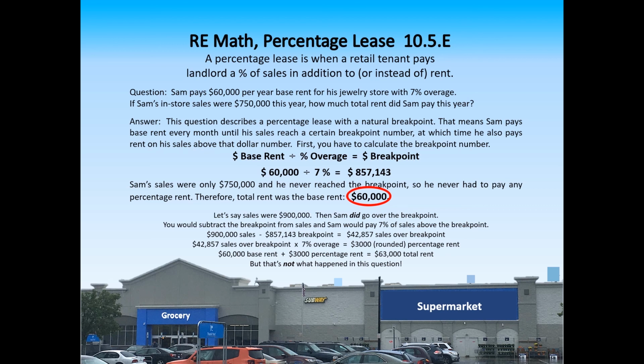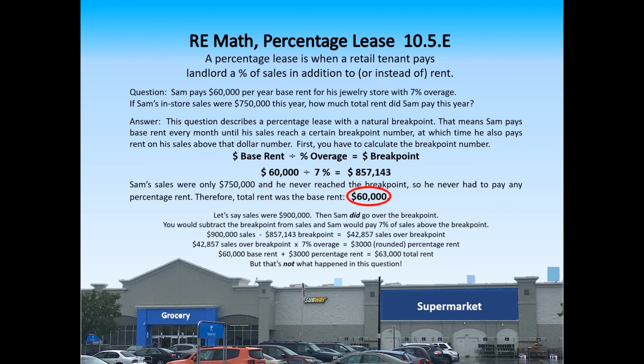Now, what if Sam's sales did go over the breakpoint? What if Sam's sales were actually more than $857,000 this year? Well, let's try it out. Let's say sales were $900,000. Then Sam did go over the breakpoint. You would subtract the breakpoint from sales and Sam would pay 7% of the sales above the breakpoint.